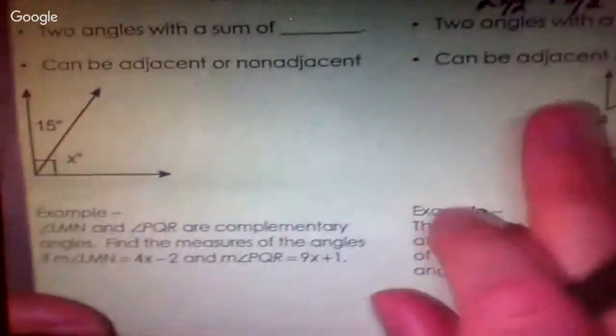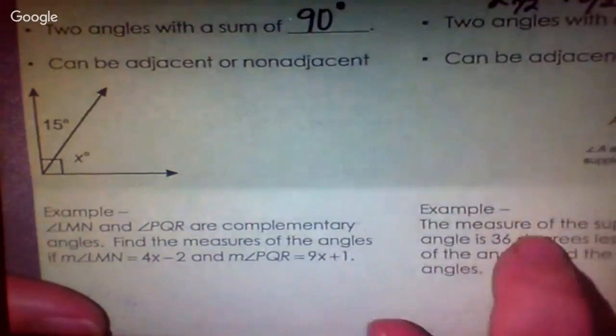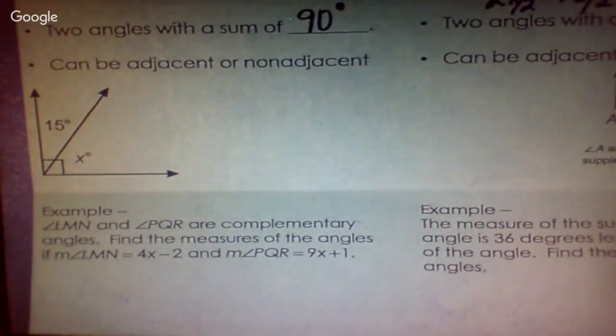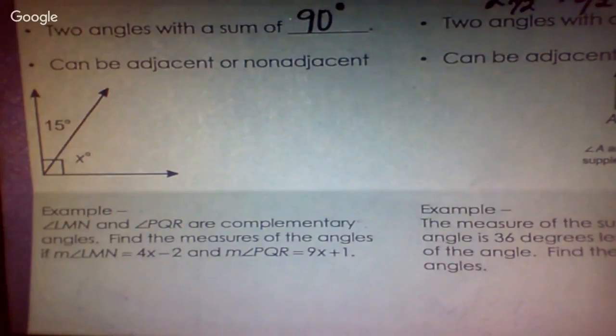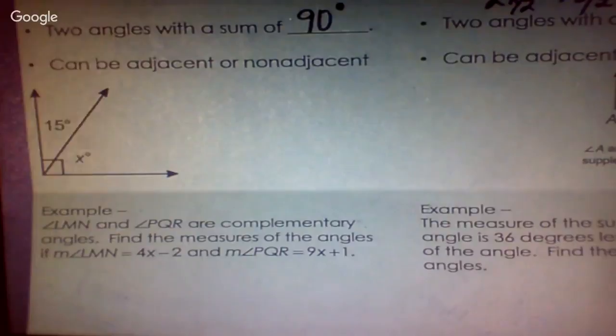So if you open this up on the left-hand side, complementary angles are two angles with a sum of 90 degrees. It also says that these angles can be adjacent or non-adjacent. So they can be connected or they can be separate. As long as the two angles add up to equal 90, they are considered complementary angles, whether they're grouped together or whether they're two separate pictures. So again, if they're complementary, when you add them together, they should equal 90.